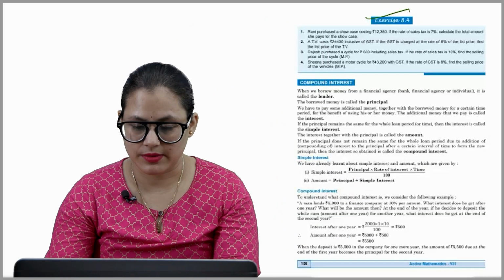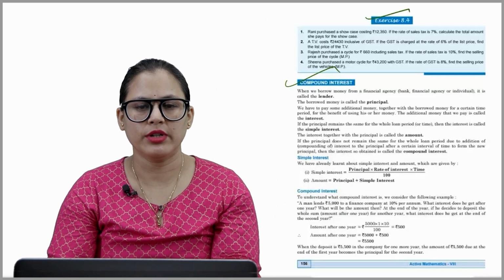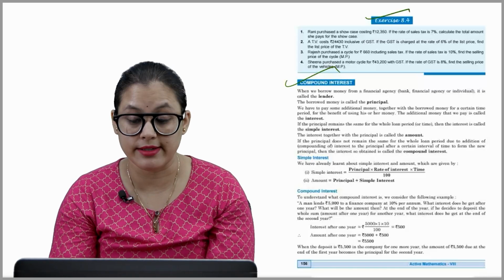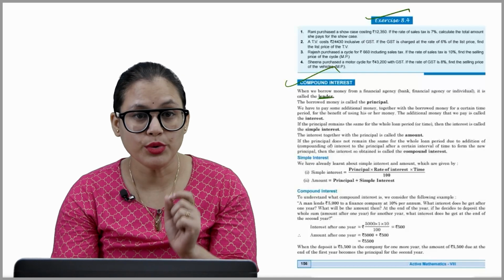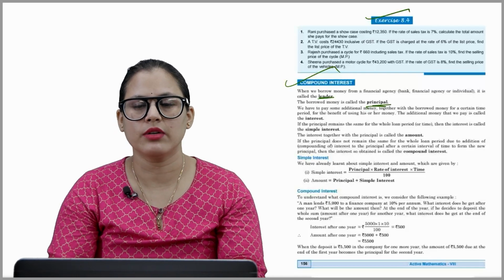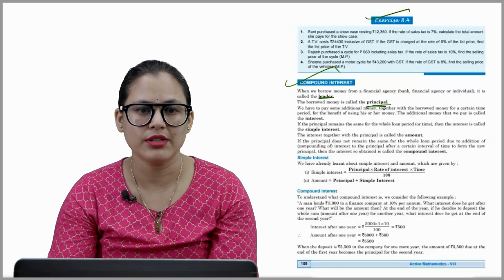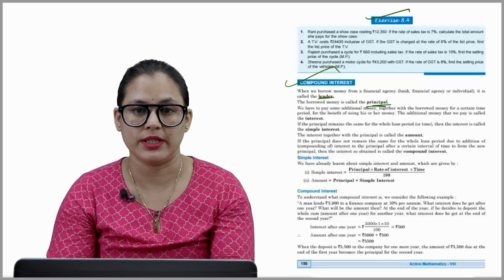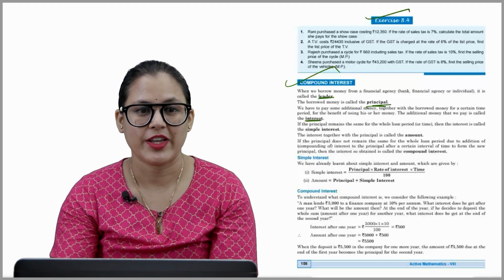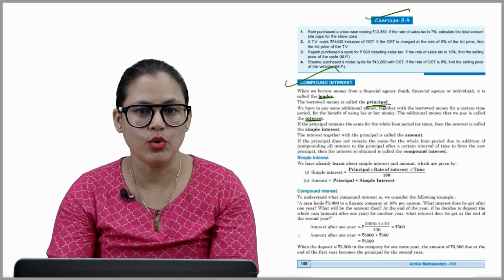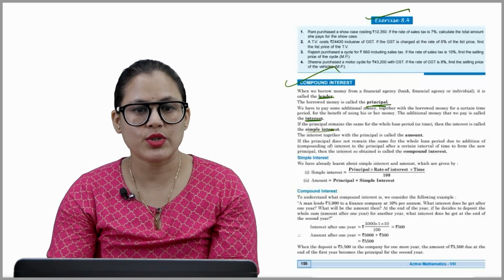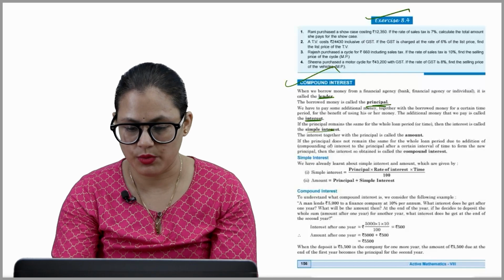Next, compound interest. When we borrow money from a financial agency, bank, financial agency or individual, it is called the lender. Okay, the borrowed money is called the principal. We have to pay some additional money together with the borrowed money for a certain time period for the benefit of using his or her money. The additional money that we pay is called the interest. If the principal remains the same for the whole loan period of time, then the interest is called simple interest. The interest together with the principal is called the amount.